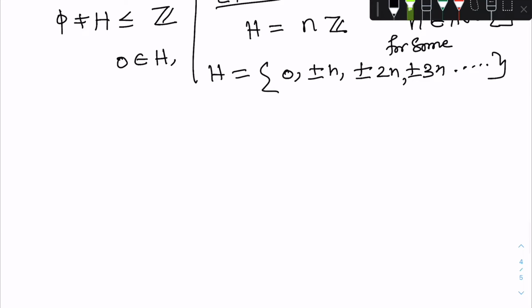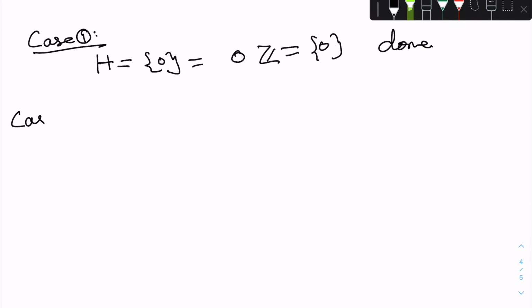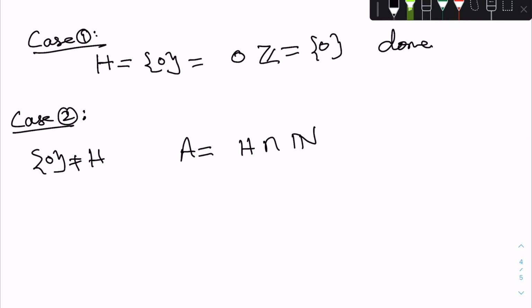First of all, case 1: take H, a subgroup of Z. Suppose H is 0, then I'm done. This is 0 times Z, just 0, so I'm done. The interesting case is where it is non-trivial. Suppose H is not only 0, something more than that. It is non-trivial. Now take A to be H intersection natural numbers.